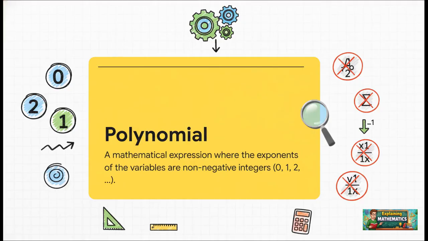To officially be a polynomial, the exponents on the variables have to be non-negative integers. We're talking 0, 1, 2, 3, and so on. That means no negative exponents, no fractional exponents, which is what square roots are, and definitely no variables hiding out in the denominator of a fraction.